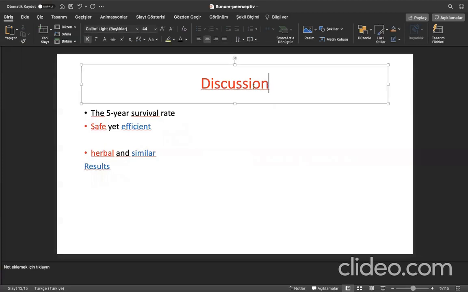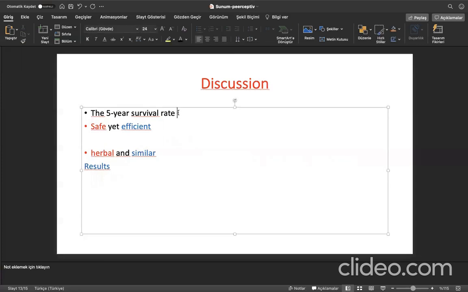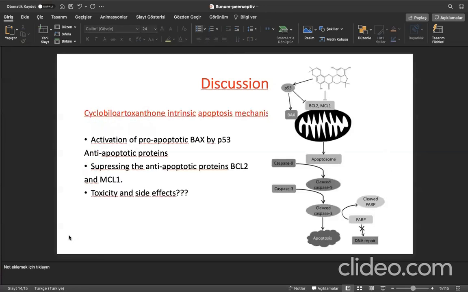So in the discussion part, the 5-year survival rate of human lung cancer is low. So we need safer and more efficient therapies compared to standard therapies. And herbal compounds are the biggest candidates for it since they are safe. And cycloartobiloxanthone is a herbal compound, and yet it is as efficient as the standard drugs and has similar results. So you can see the possible role of the compound in the inducement of the intrinsic apoptotic pathway.